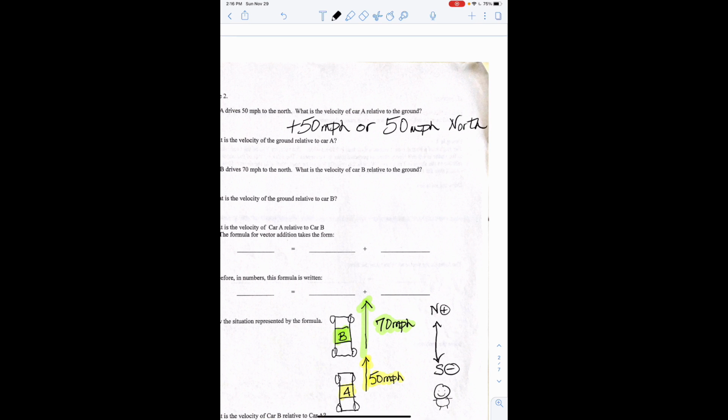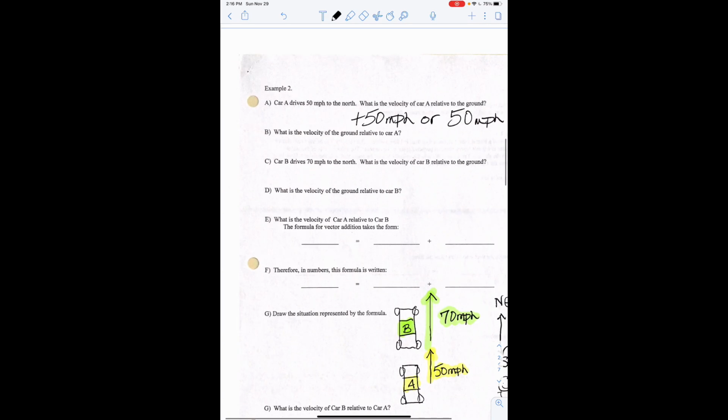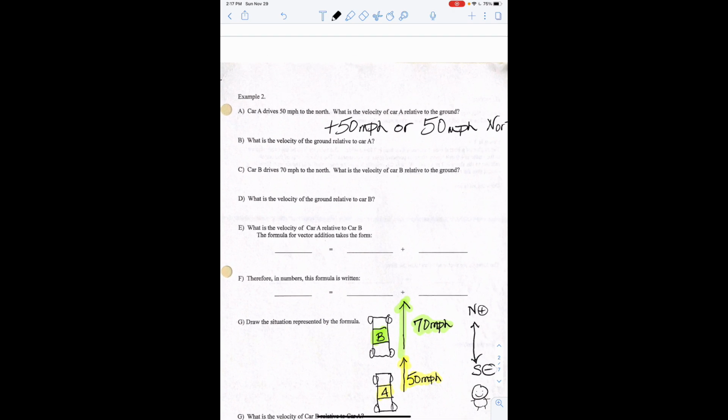All right. Then the next question says, what is the velocity of the ground relative to car A? So if you were a passenger in car A and you look down at the ground, you would say, well, the car is not moving, right? Since I'm in the car and I'm not moving, right? And I look down at the ground's just whipping backwards and moving backwards at negative 50 miles per hour or 50 miles per hour south.